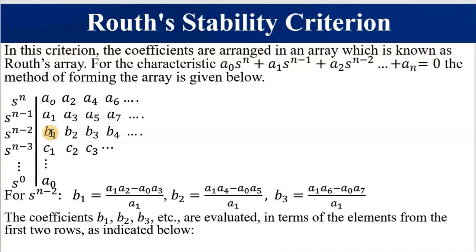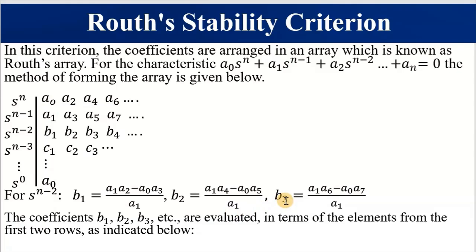Then from B1 we are now finding the determinants. How do you find the determinant for the coefficient B1? This is A1, A2 minus A0, A3 divided by A1. How do you find B2? Please take note that this is for s to the power n minus 2. This is our B2: A1, A4 minus A0, A5 divided by A1.